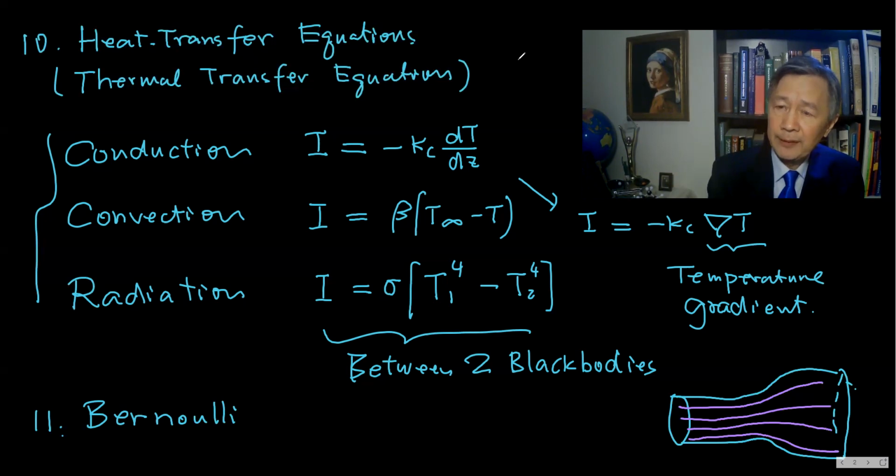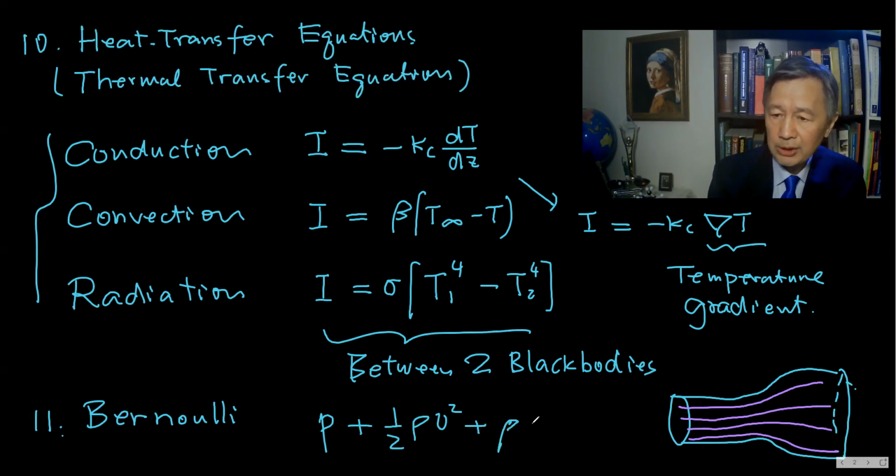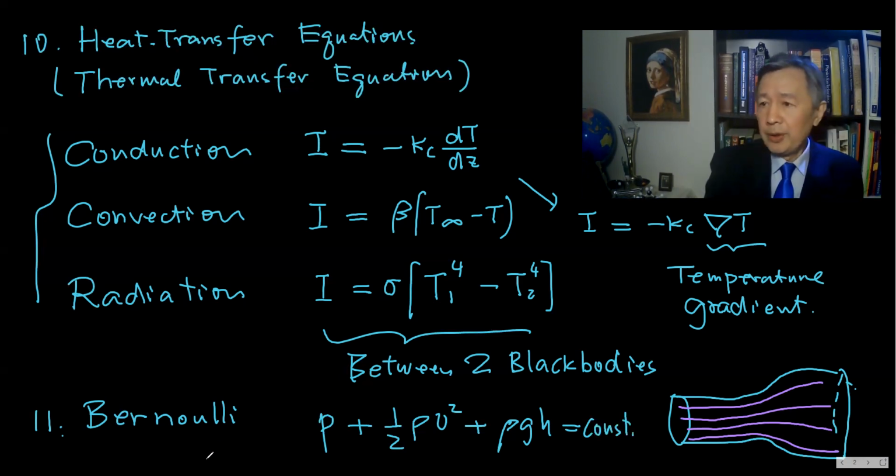In this case, the Bernoulli equation can be simply written as P, the pressure, plus one half rho v squared, where rho is the density of the fluid, plus rho g h, where g is the gravitational acceleration, equal to a constant. So Bernoulli's equation is simply a different form of energy conservation, or the work-energy law, applied to a fluid whose flow rate can be described by a single velocity.